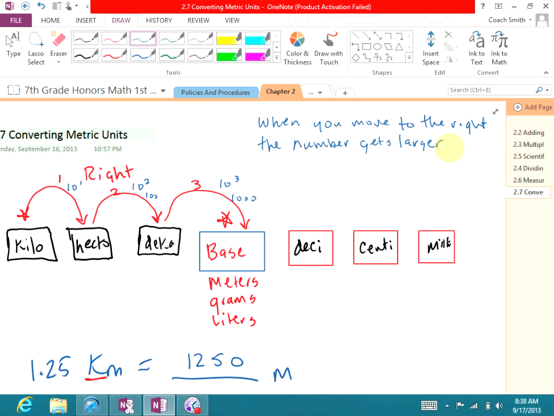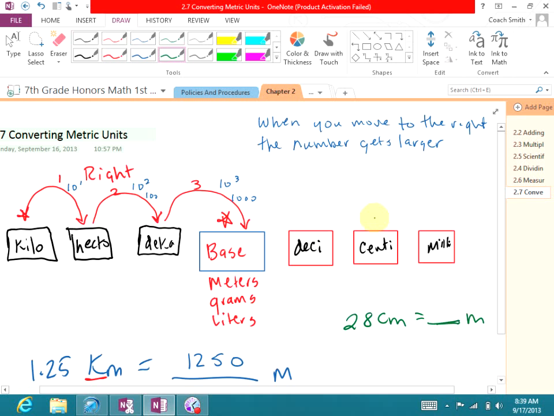Once again, kilometers is like a mile. It's close to a mile. It's not a mile, but it's close, if you want to think of it in terms of American measurements. So let's look at one that goes the other way. Let's say we had 28 centimeters, and they want to know how many meters that is.